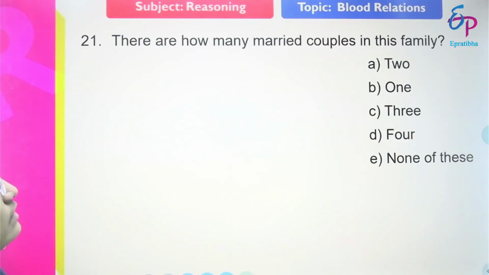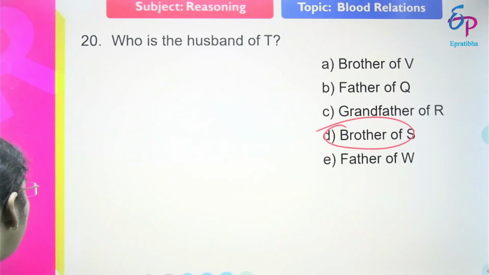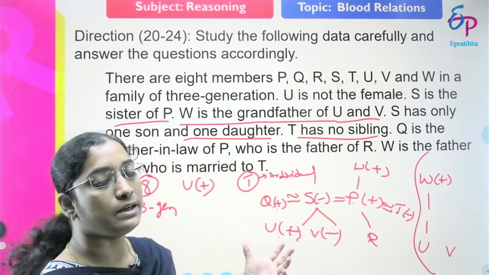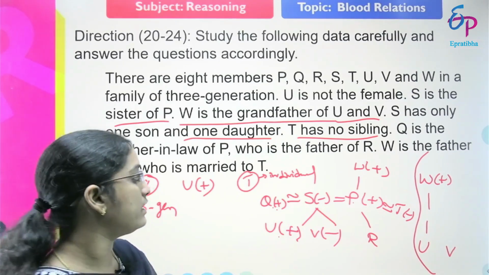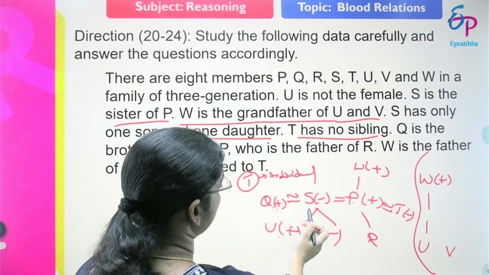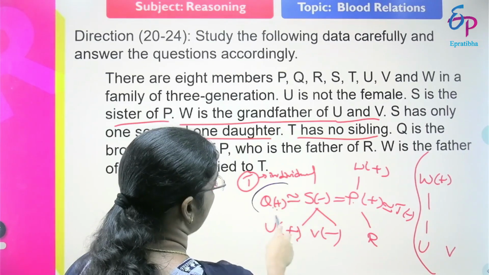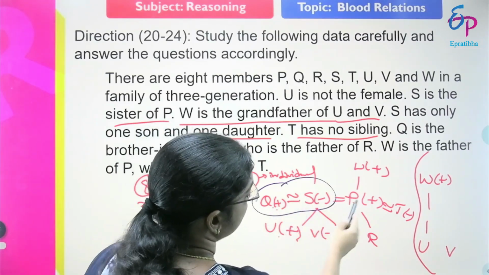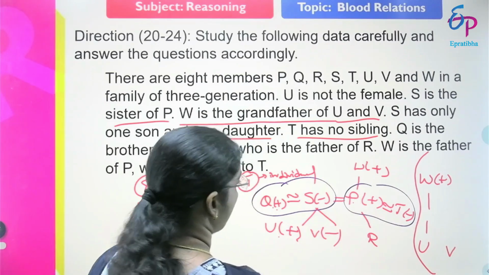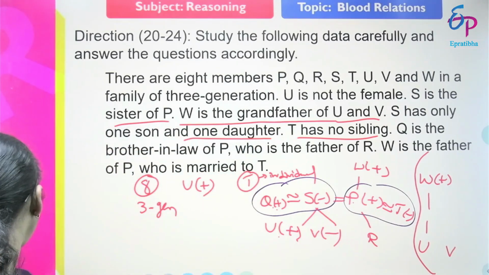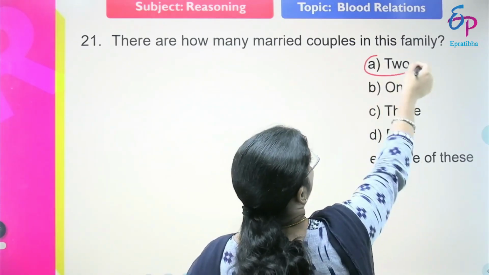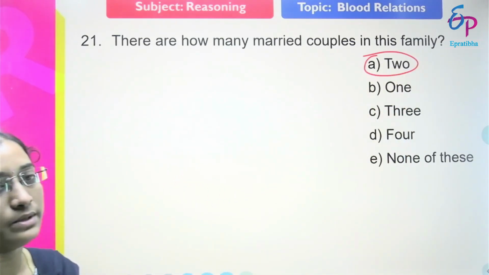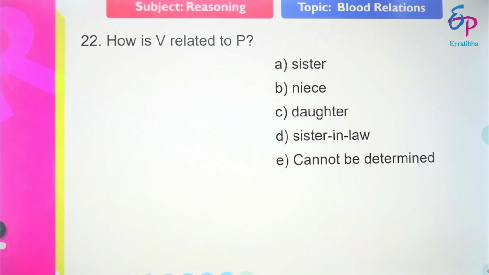There are how many married couples in this family? Okay, we need to find out how many couples are there in the given family. So we need number of couples, right? Here we have one couple, Q and S, and other couple is P and T. Okay, we are getting only 2 couples, friends. So our answer is 2. We are having only 2 couples in that family. Then move to next question.